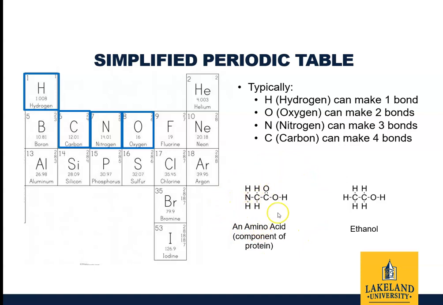This is the basic structure of an amino acid, one little piece or component of a protein. And you'll notice that nitrogen, hydrogen, carbon, oxygen, all of these elements are part of that.